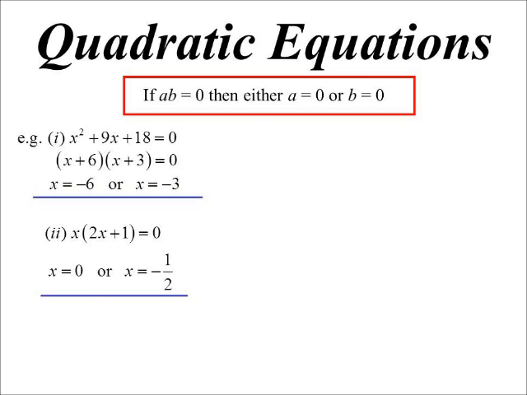Make sure you include both. A quadratic usually will have two solutions. Usually, unless it's a perfect square equaling 0, then it'll only have one.